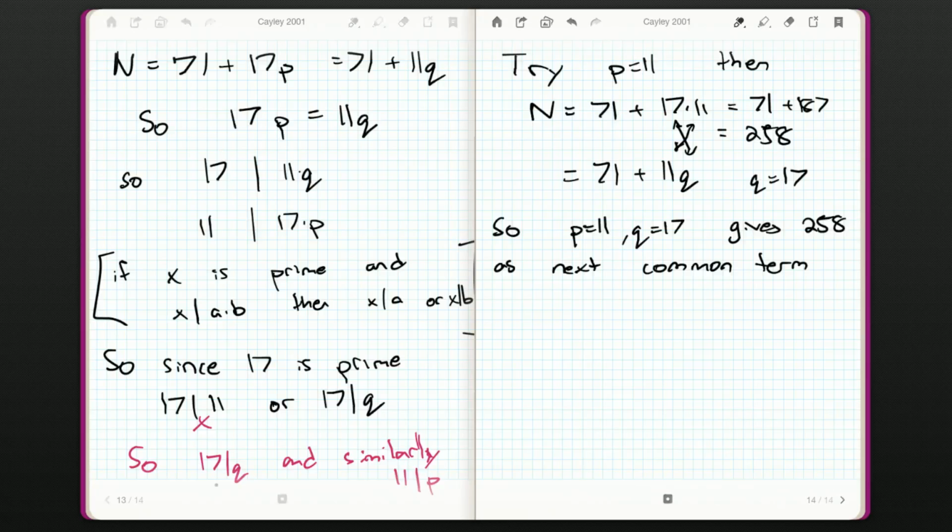If we had started with q, q can't be 0, otherwise n will just be 71 plus 11 times 0, so that would just be 71. So we try q as the next smallest multiple of 17. That's 17. And if we plug 17 into this equation, we get n is equal to 258. So no matter which way we go at it, we get 258 as the next common term.